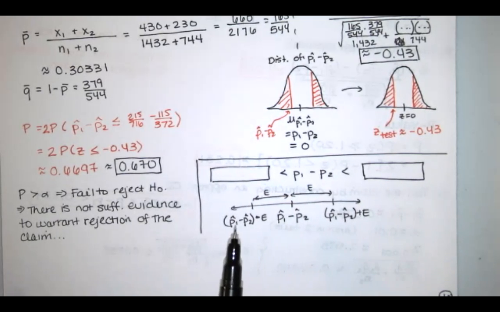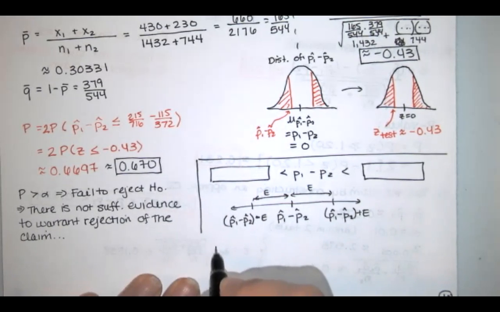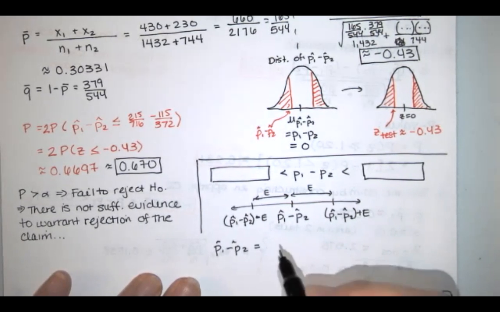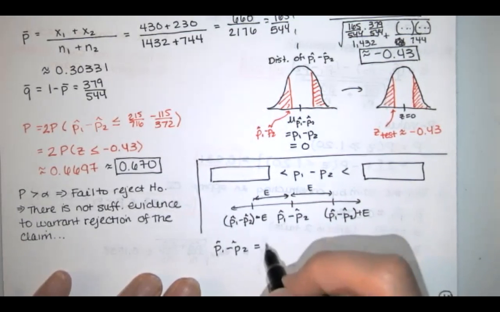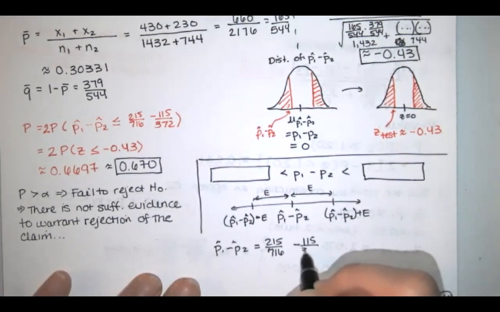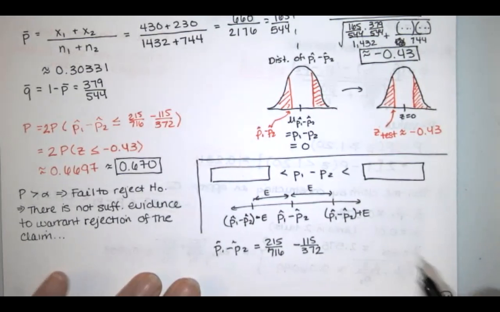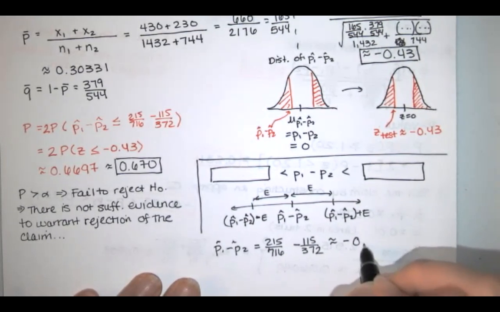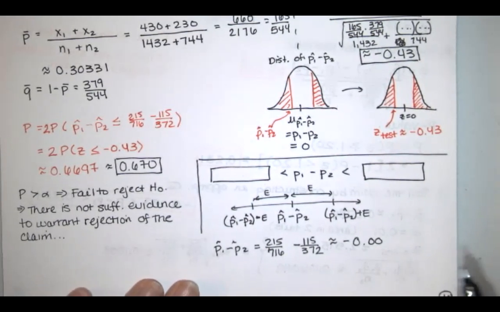Now, in order to find those, we need P1 hat minus P2 hat. We actually already have that in our Excel spreadsheet. The exact value of that was 215 over 716 minus 115 over 372. And that was about negative 0.009, I think, or 8 something, something like that. I think I'll wait to bring up Excel in order to compute that.